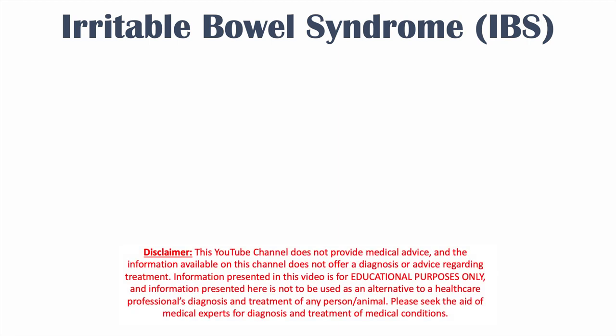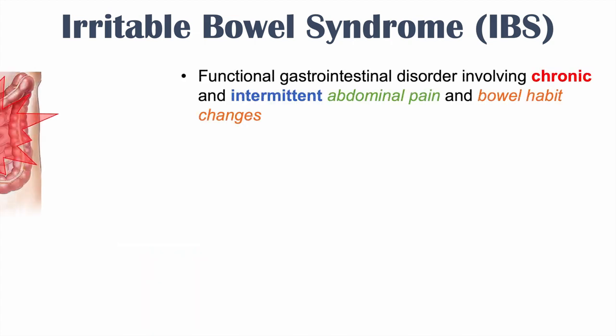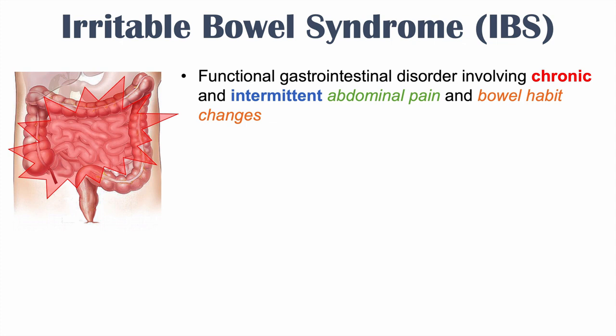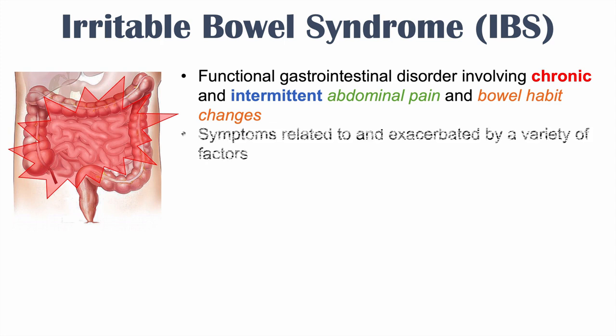This lesson is on the signs and symptoms of irritable bowel syndrome, or IBS. But first, let's talk about what IBS is. IBS is a functional gastrointestinal disorder involving chronic and intermittent abdominal pain and bowel habit changes. We're going to talk about this in more detail in the next upcoming slides.